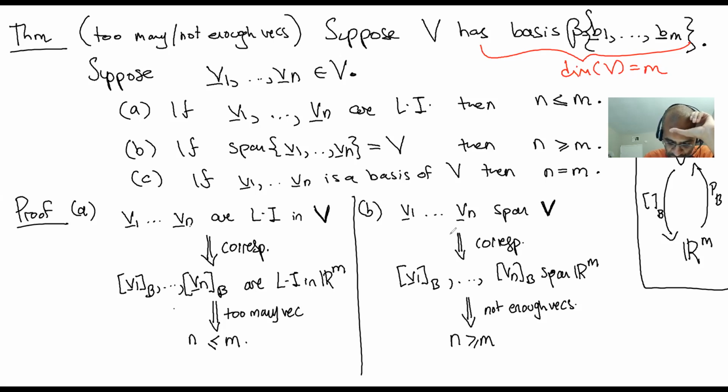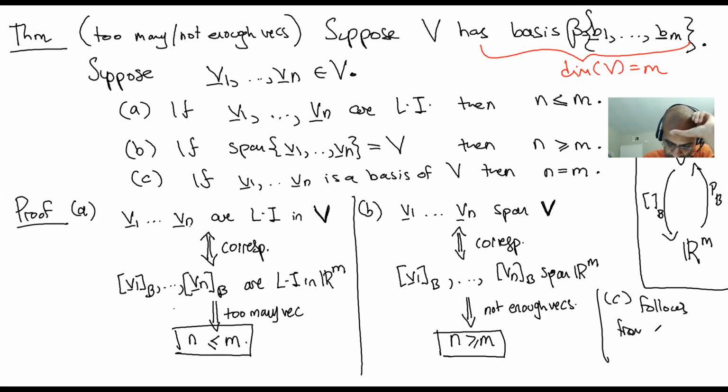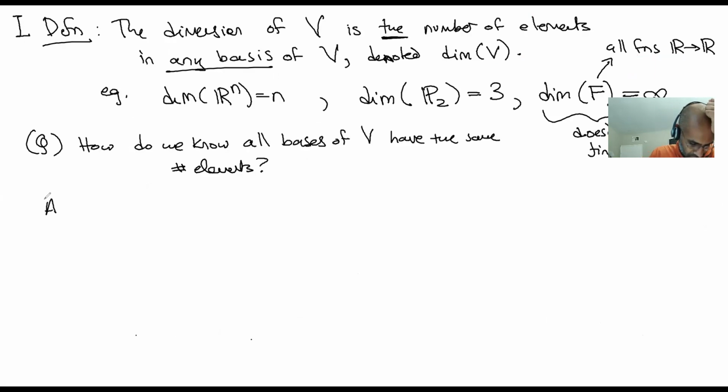All the action is in this correspondence principle step. These are actually double arrows, although we're only using one implication. But then this implication implies something about n and m. And then item C just follows from A and B, right? So that's the proof. And that gives the answer to the question on the previous slide, just by part C of the next theorem.